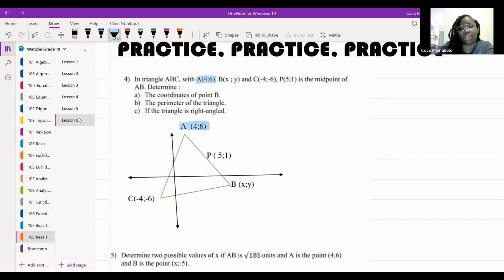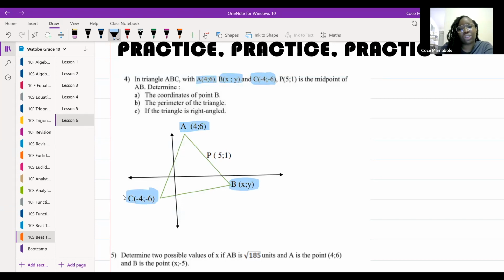Yep, they gave it to us in the drawing as well. B is X and Y. Aha, we don't have any values for X, Y for B, so we're going to have to find those. C is -4 and -6. Okay, yes, Asbonge it is, but we don't use it in grade 10. It's only a grade 11 concept, right?